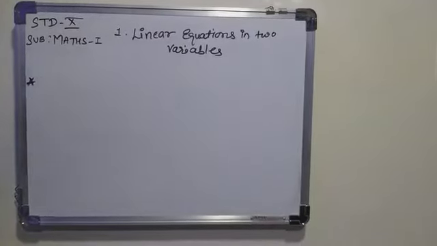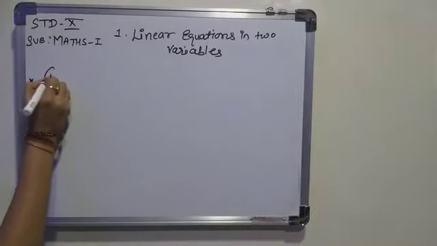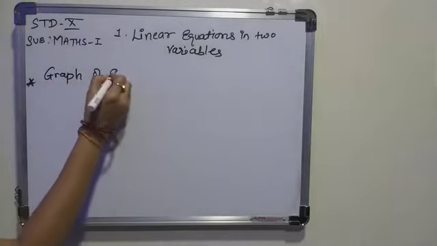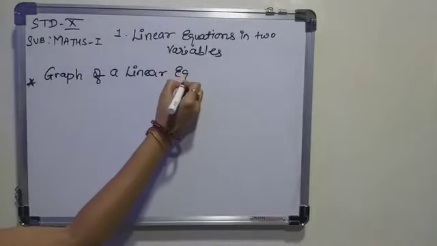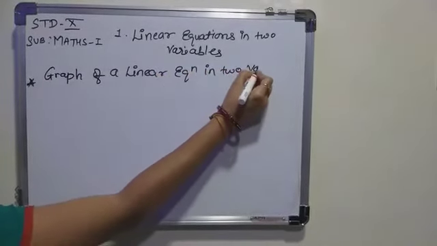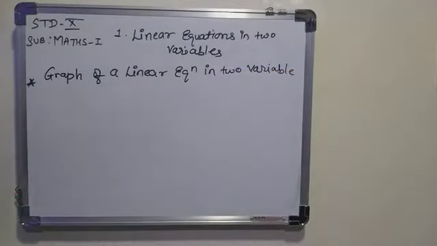Today we are going to start the new topic of a linear equation in two variables. That is, the graph of a linear equation in two variables. Graph of a linear equation in two variables. You have already known this topic. You have already drawn the graph of the linear equation in two variables in your 9th standard. So here we are going to see the graphical method.